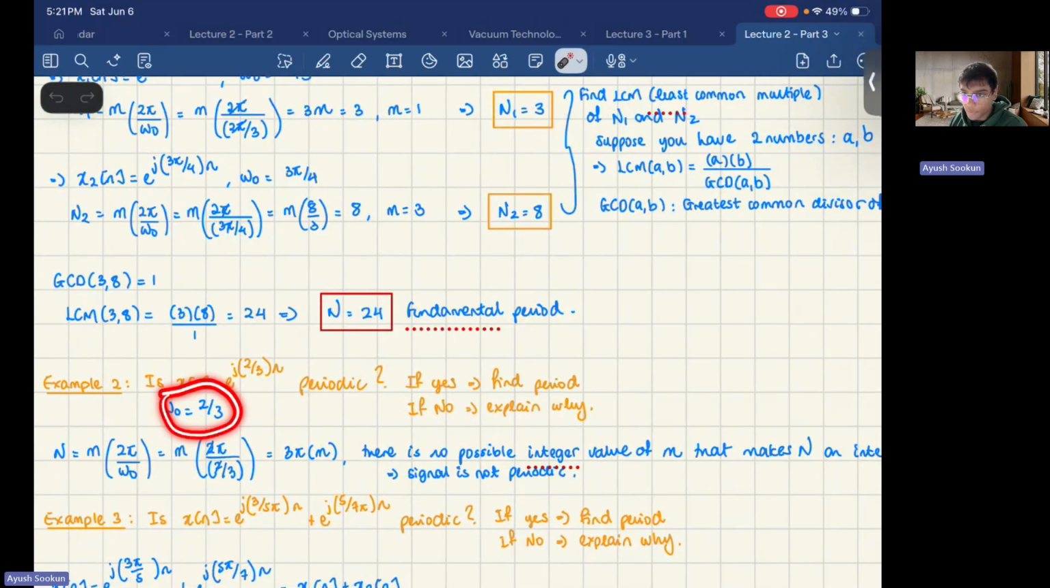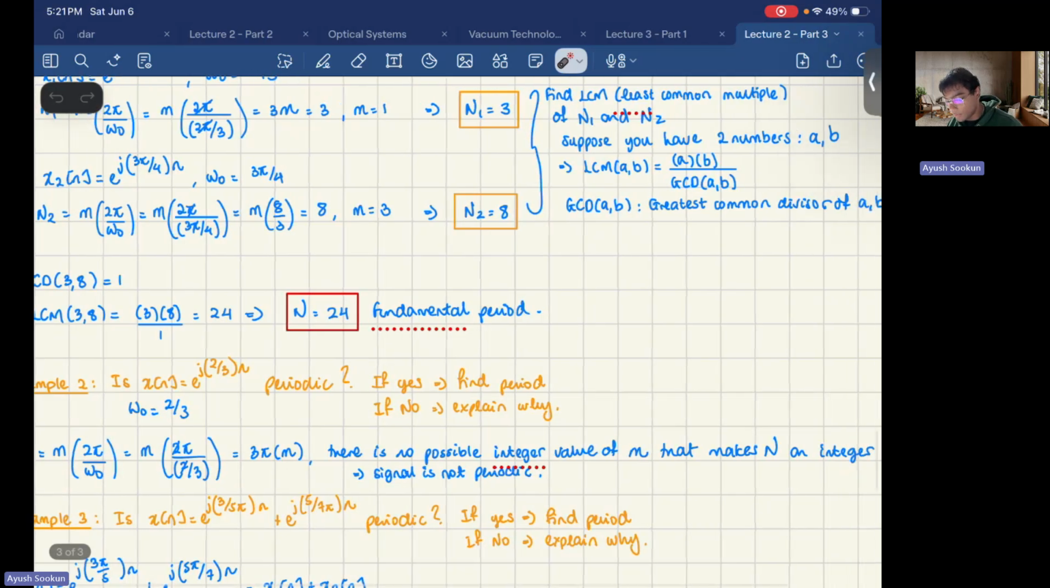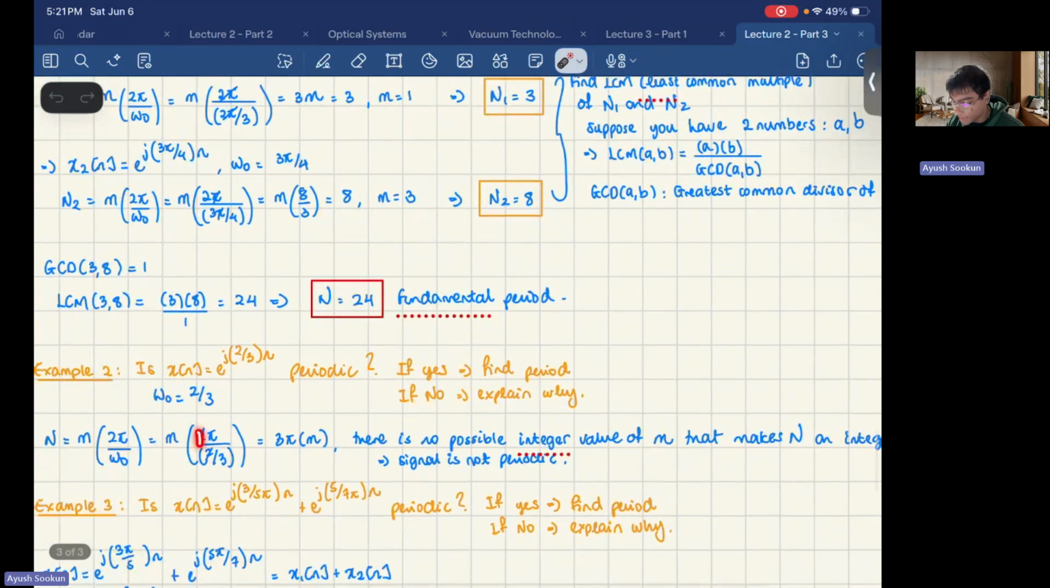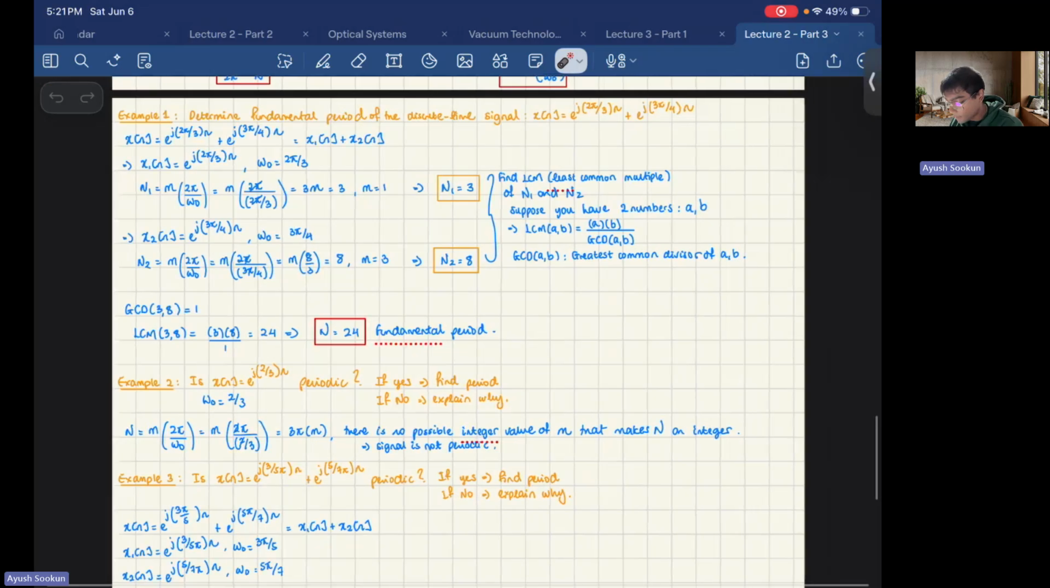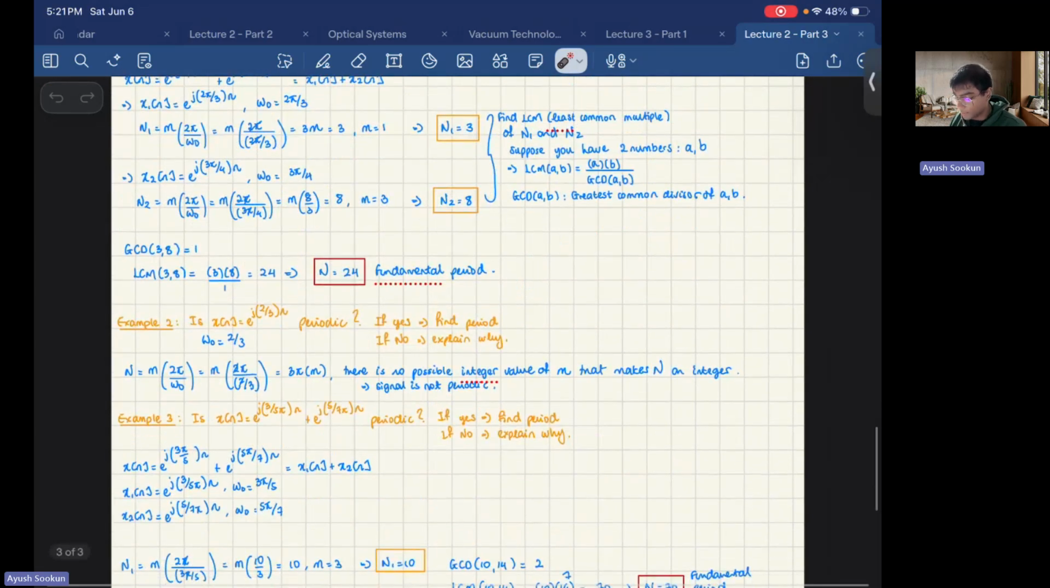So omega 0 is 2 over 3. So n is equal to m times 2 pi over omega naught. This is the formula we derived earlier. We're just going to replace omega naught by 2 over 3. And you can see that the 2's are going to cancel, but you have 3 pi times m. Now, there is no possible integer value of m that makes n an integer, so the signal is not periodic. That's it. So now let's look at the last example here.